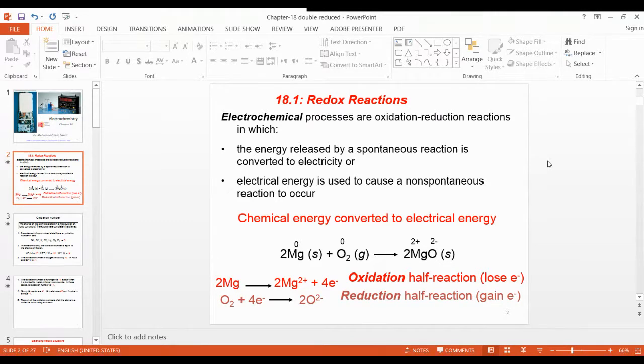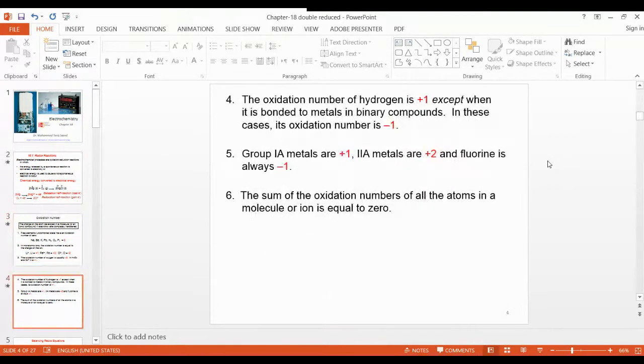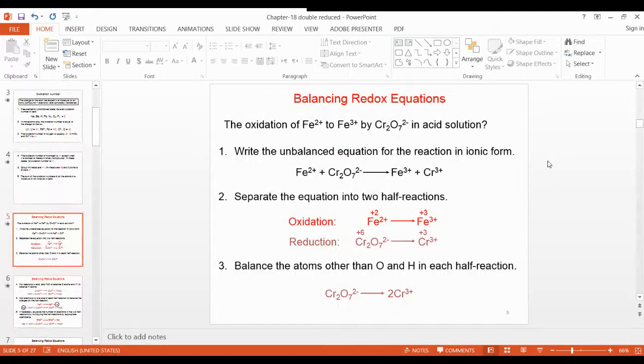So, suppose you have this galvanic cell, or for oxidation reduction, as I already explained how to identify which one is oxidation, which one is reduction. So you should know oxidation number. So oxidation number you should calculate. If oxidation number increases, it means oxidation. If oxidation number decreases, it means reduction.